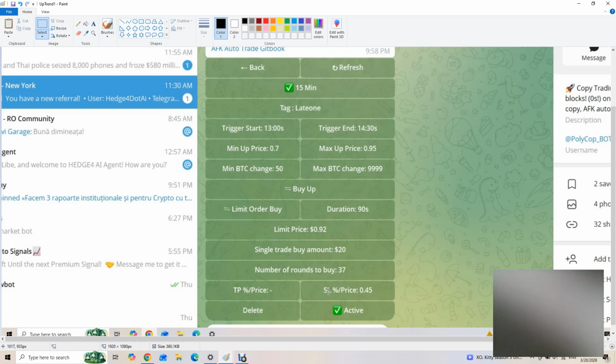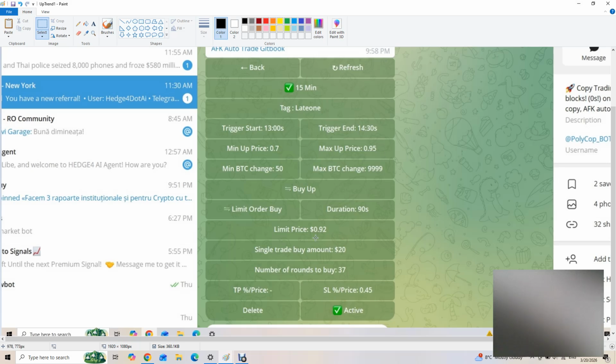And here, stop loss price, it's 0.45. So let's say it gets a bet at 0.70, if it goes down, it will stop loss. It will sell it at 0.45. So you're losing a part of the money, not all of it. All right. And then click start. This is for the uptrend.